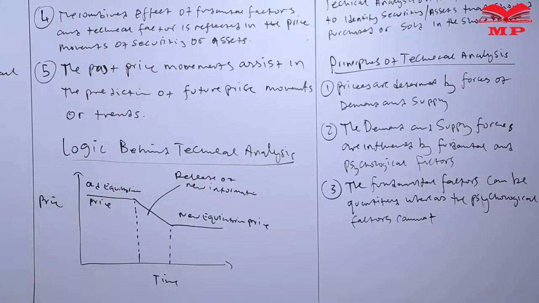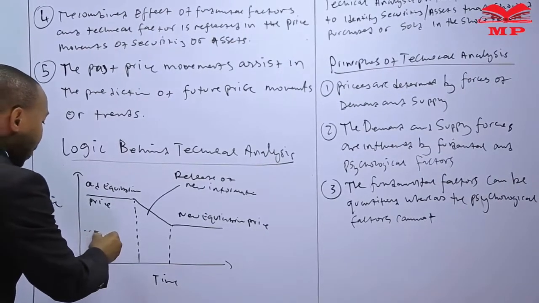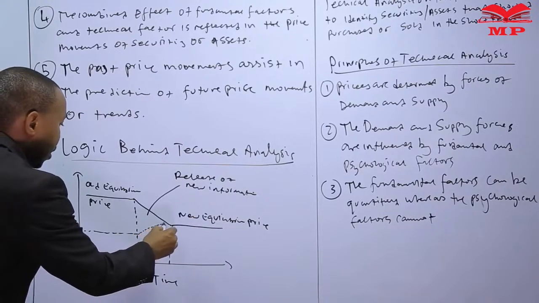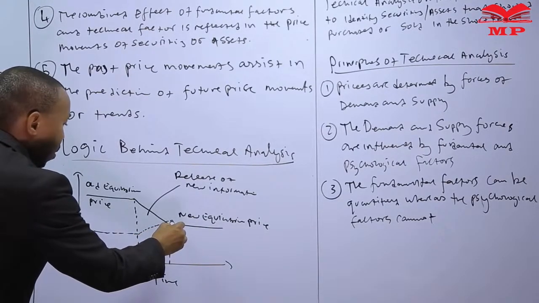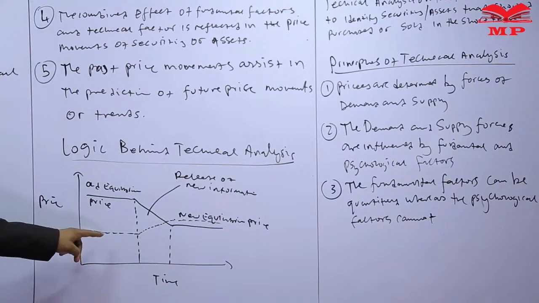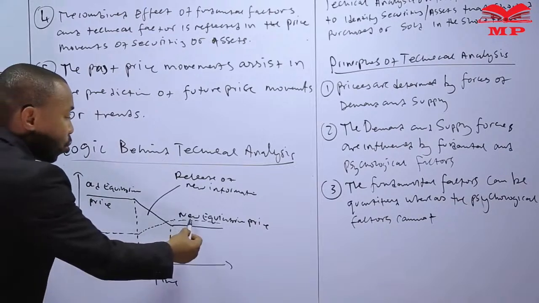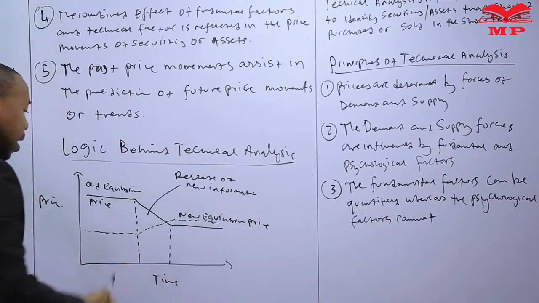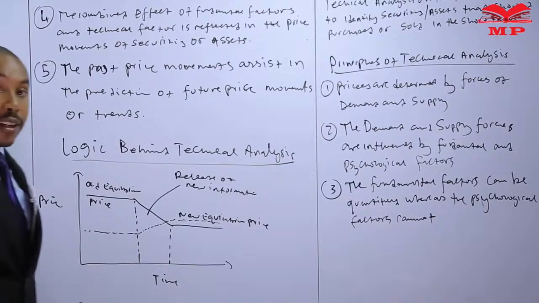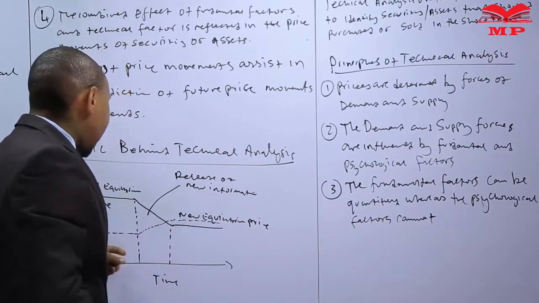This is just a hypothetical example that I'm explaining. It could be also the other way around. So we could have a graph going up to there, then it goes like that. So we say this is the old equilibrium price, which is much lower, then we can have the new equilibrium price being much higher as compared to that. But this is just a simple explanation that can guide the logic behind technical analysis. So that is what we have there.